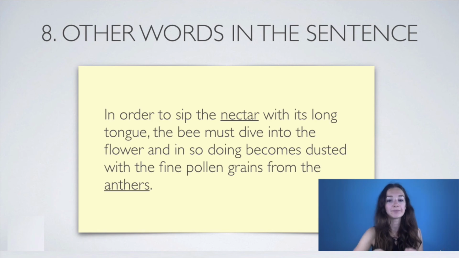For example, in order to sip the nectar with its long tongue, the bee must dive into the flower and in so doing becomes dusted with the fine pollen grains from the anthers. So here we supposedly don't know the word nectar and the word anthers, right? But we have to read this and understand what the process is they're describing, right?